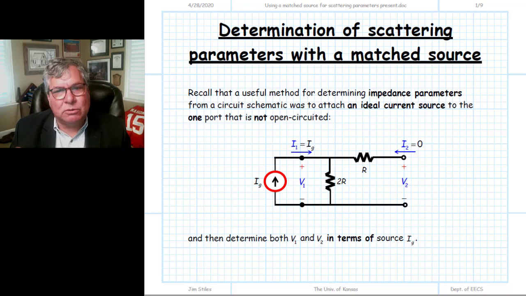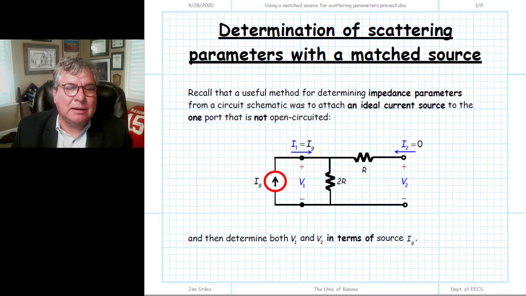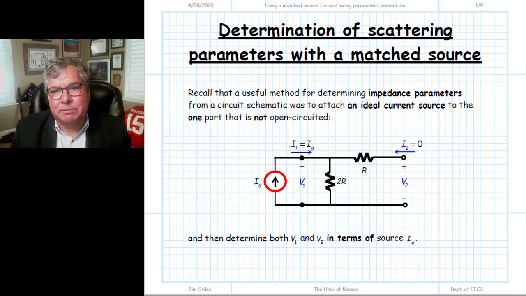Oftentimes we put matched loads, schematically speaking, on the other ports, or we simply can enforce that condition when we write down the telegrapher equations, making the incident waves on the other ports equal to 0 as a first step, before applying boundary conditions, for example. So getting that experiment set up correctly is very important to getting the right answer.